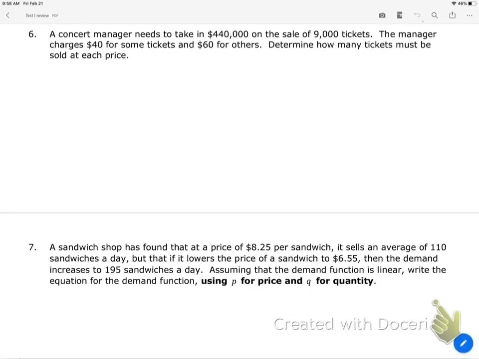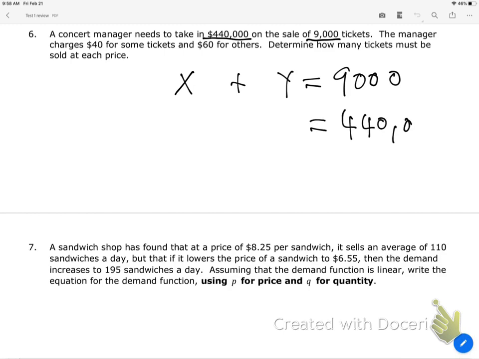Right, Concert Manager. Money, tickets, and just the total tickets. So the value of the tickets and the total of the tickets. If you've got a total of 9,000 tickets, let's say X plus Y, and a total of 9,000 tickets. If the value of them is 440,000, so the total value is that, you've worked the price in. So again, work the price into this.